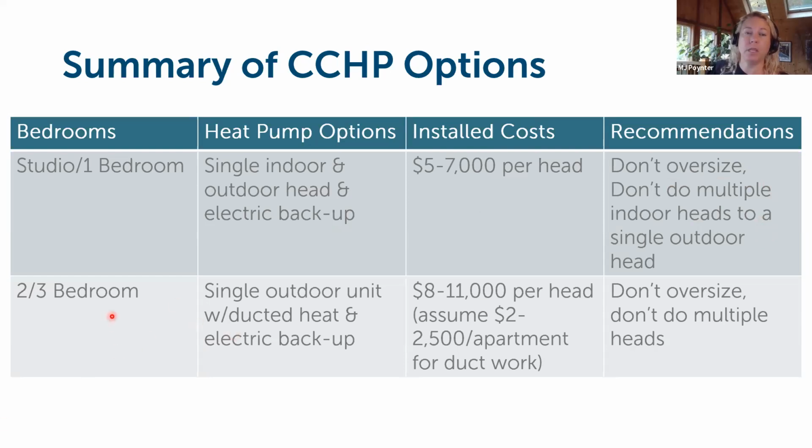For 2 and 3 bedroom, don't put a head in each bedroom and one in the living room. It's going to result in a lot of short cycling and oversizing. We recommend doing either one in the living room and then doing backup heat, or doing a ducted system, which is ideal. You will spend more on ducting, $2,000 to $3,000, maybe more for ducting in an apartment, but you spend less on the first cost because you only have one indoor head and one outdoor head.